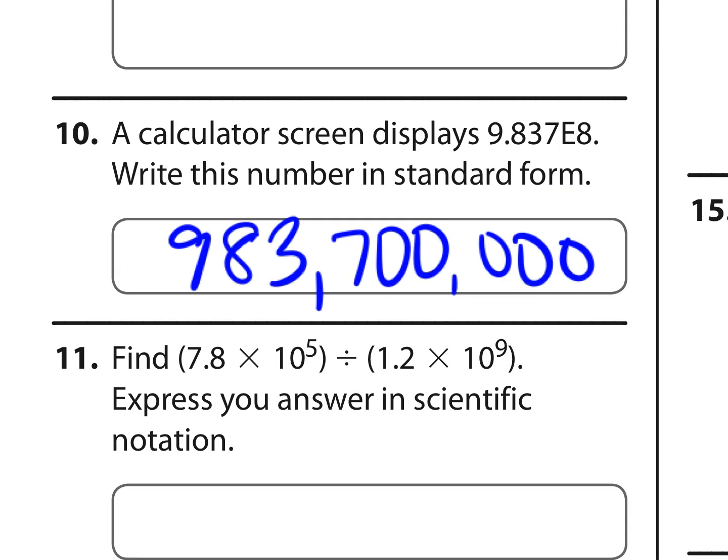Number 10, the big thing I want you to notice here is this E. Some calculators, though our class set does not do this, but there are many calculator sets that will use E or use EE, and all that means is times 10. And then whatever number's behind it is your exponent. So this is 9.837 times 10 to the 8th power. And so in standard form, we get 983,700,000.